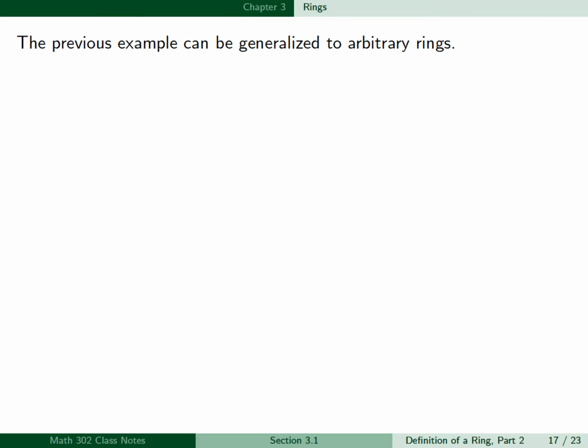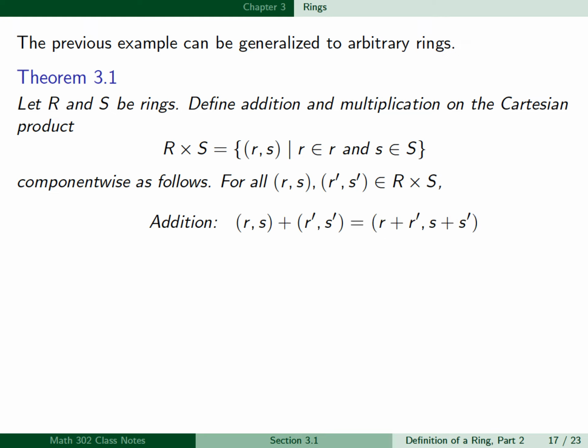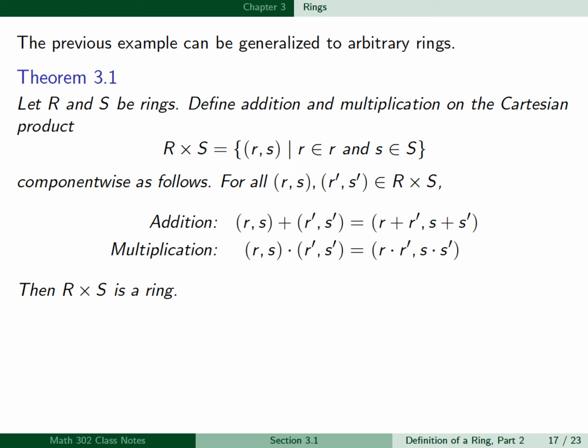And this example can be generalized to arbitrary rings. This is contained in Theorem 3.1. Let R and S be rings, and we can define addition and multiplication on the Cartesian product R cross S, which is the set of ordered pairs (r, s), where r comes from capital R, and s comes from S, component-wise as follows. For all (r, s), (r', s') in R cross S, addition is defined component-wise. So (r, s) plus (r', s') is (r plus r', s plus s'). And multiplication is also defined component-wise. So (r, s) times (r', s') is equal to (r r', s s'). Then R cross S is a ring. The proof of this is omitted, but it's fairly straightforward, just verifying the axioms of a ring.